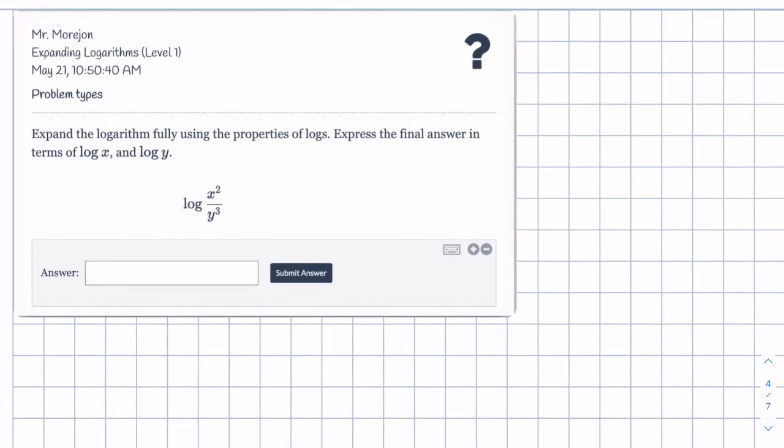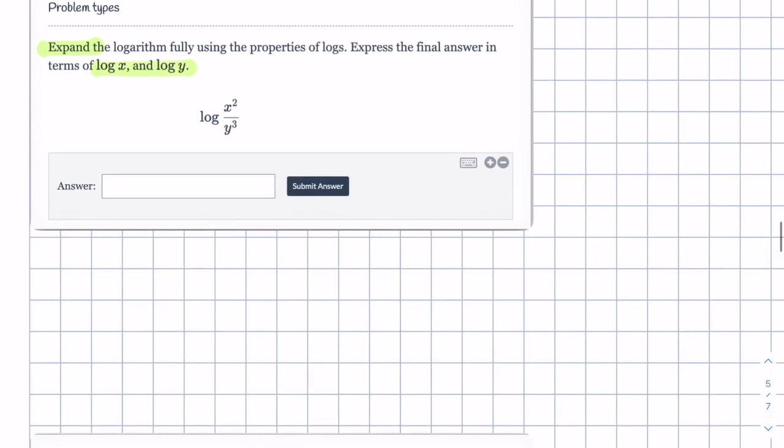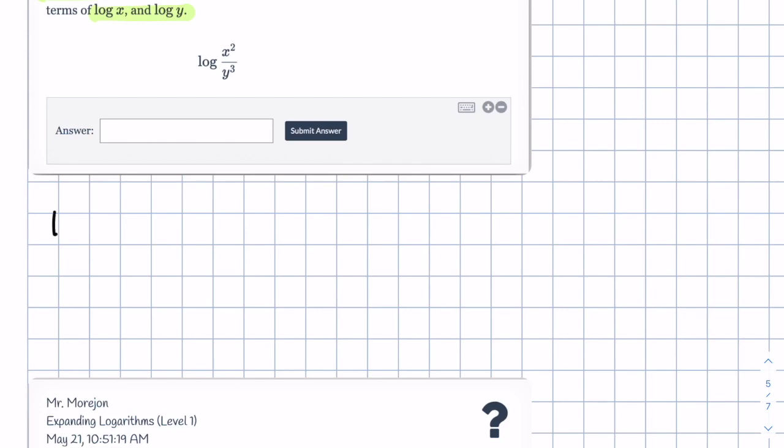So our directions say to expand the logarithm, and this is level 1. There's also level 2, which the only difference is it makes use of fraction powers, which we'll go over in a second. So expand the logarithm fully using the properties of logs. Express the final answer in terms of log x and log y. Okay, so here's our problem. We can write it as log of x squared over y cubed. And so we want to expand this. So this is written as one log, and we want to try to write it as more logs if possible.